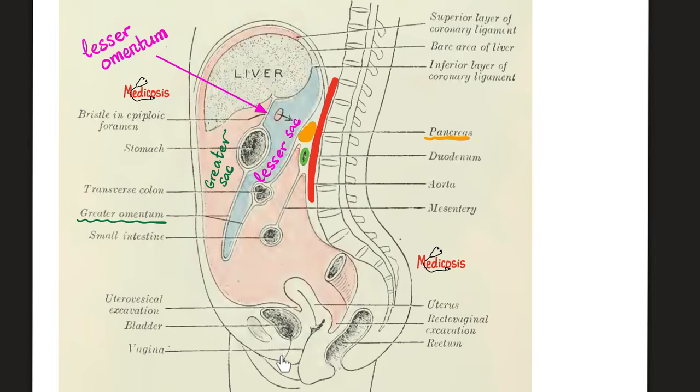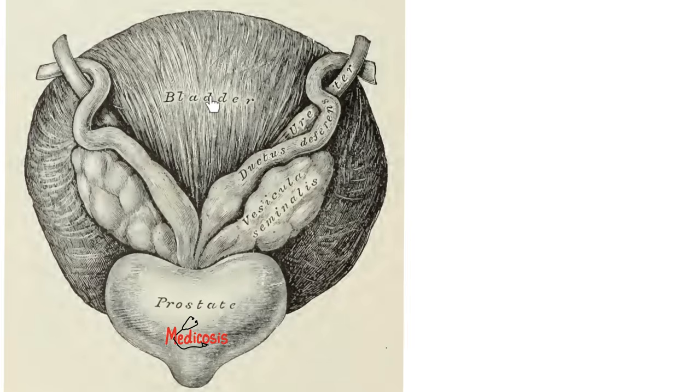These are able to exit your body through openings in the pelvic diaphragm. Here is the bladder in males. How do I know that this is a male? Because I see the prostate gland and the seminal vesicles and the ductus deferens. This is the ureter as it relates to the ductus deferens and the seminal vesicle.